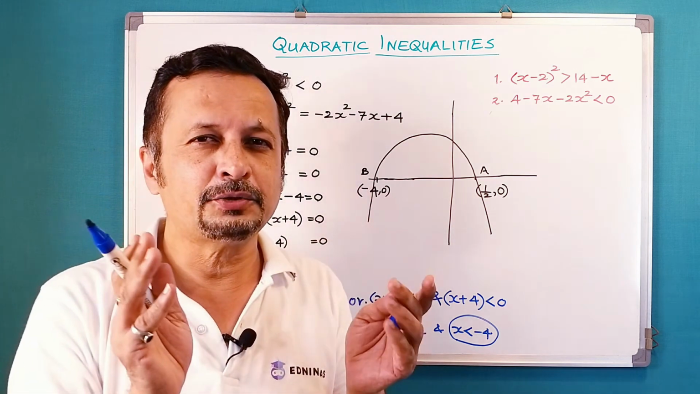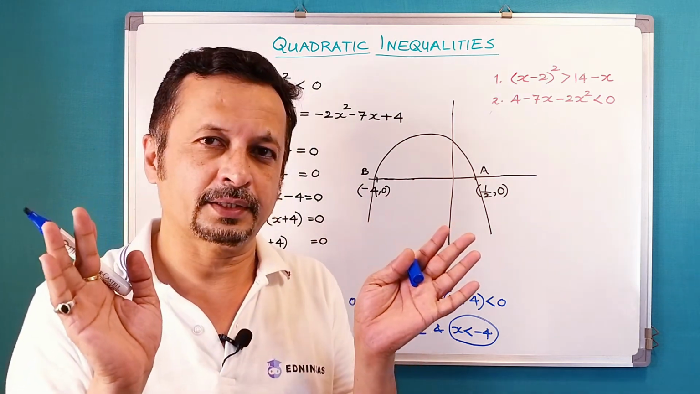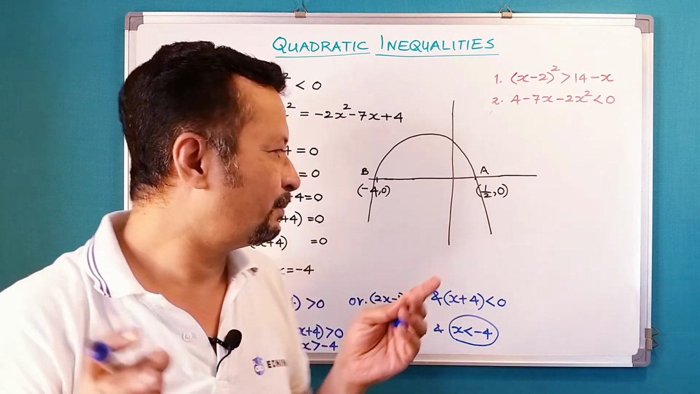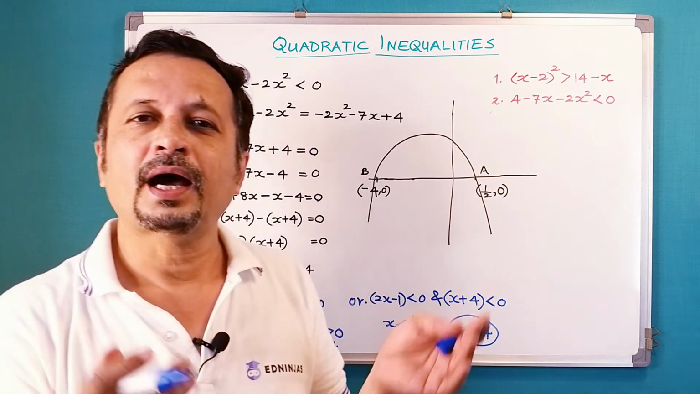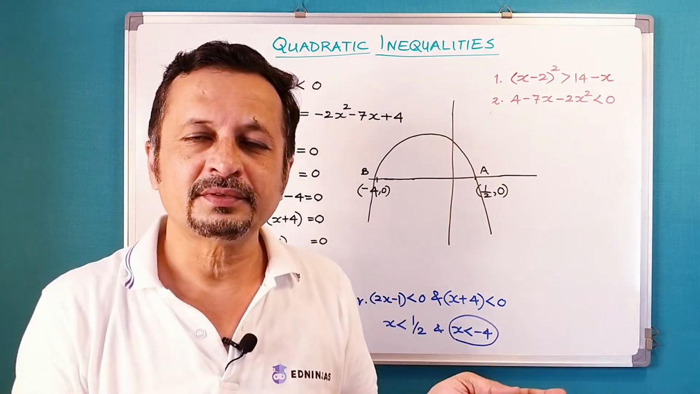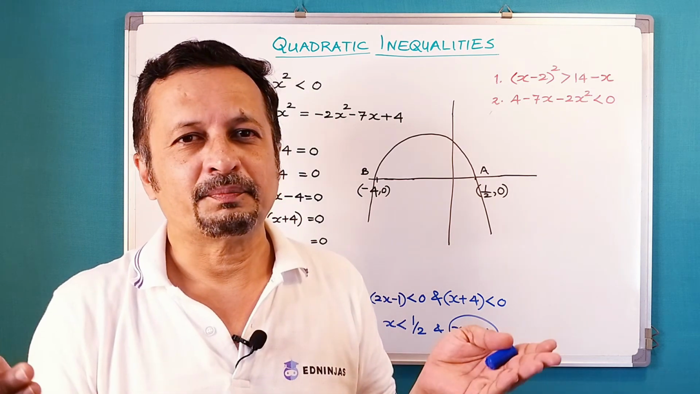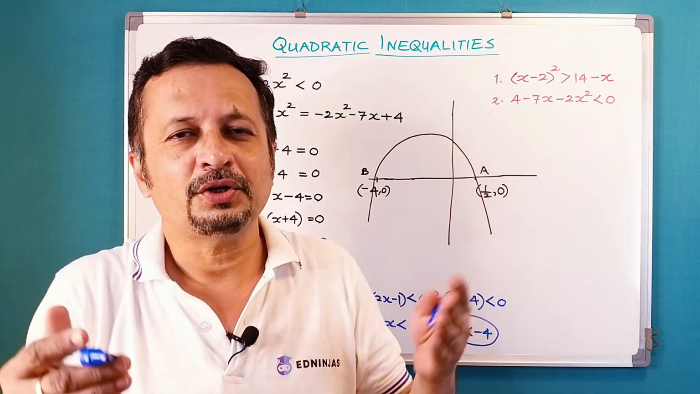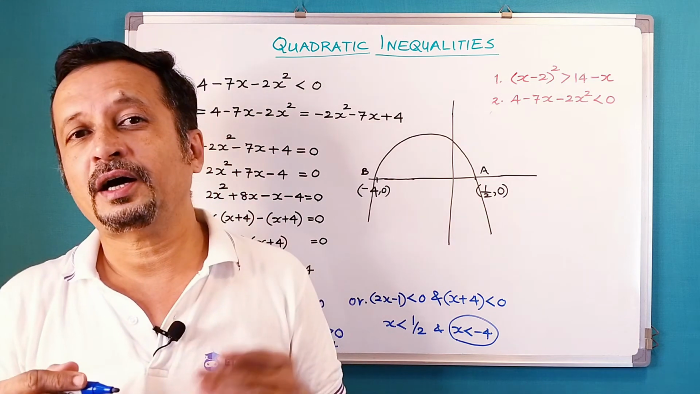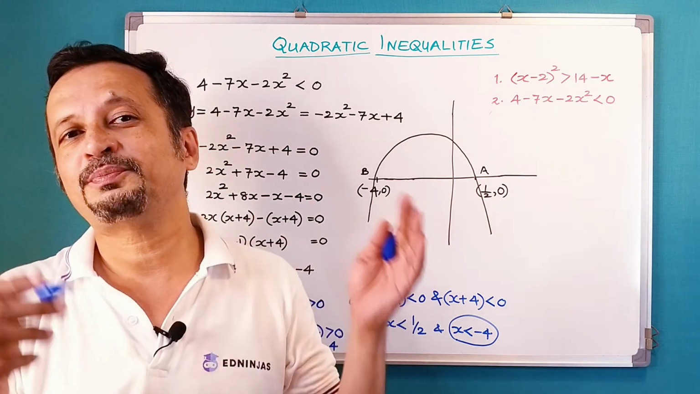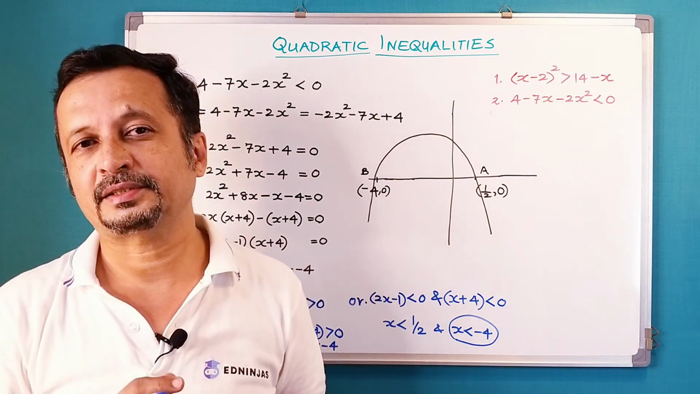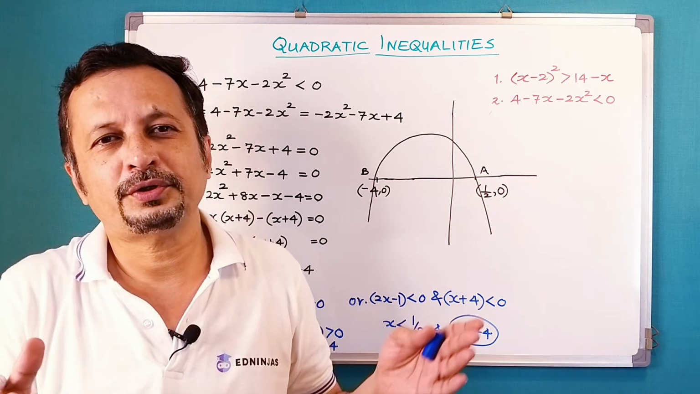So here I had to do a little more thinking, a little more work. But over here what I did was just plot the graph and see which part of the graph is lying above the x-axis and which part is lying below the x-axis, correct? So that is how we do it. Isn't that simple?